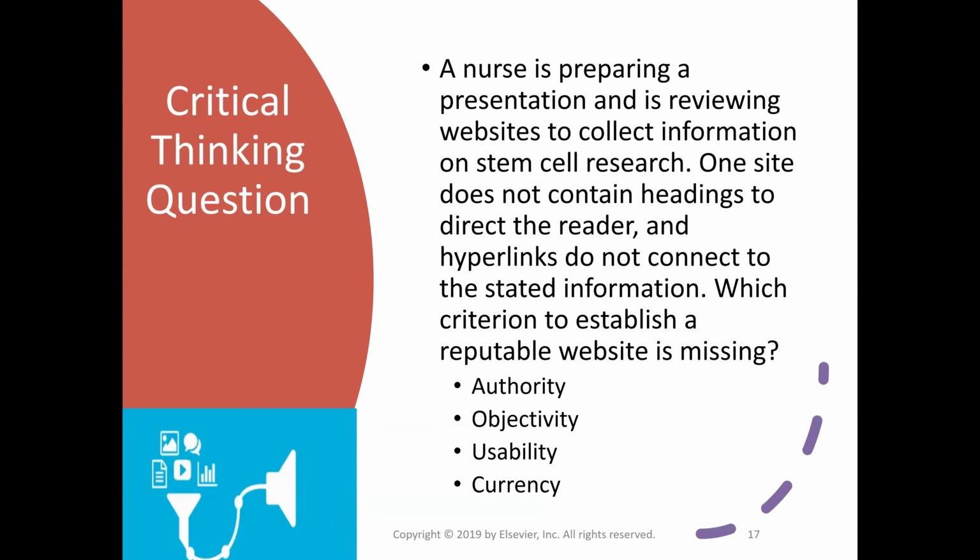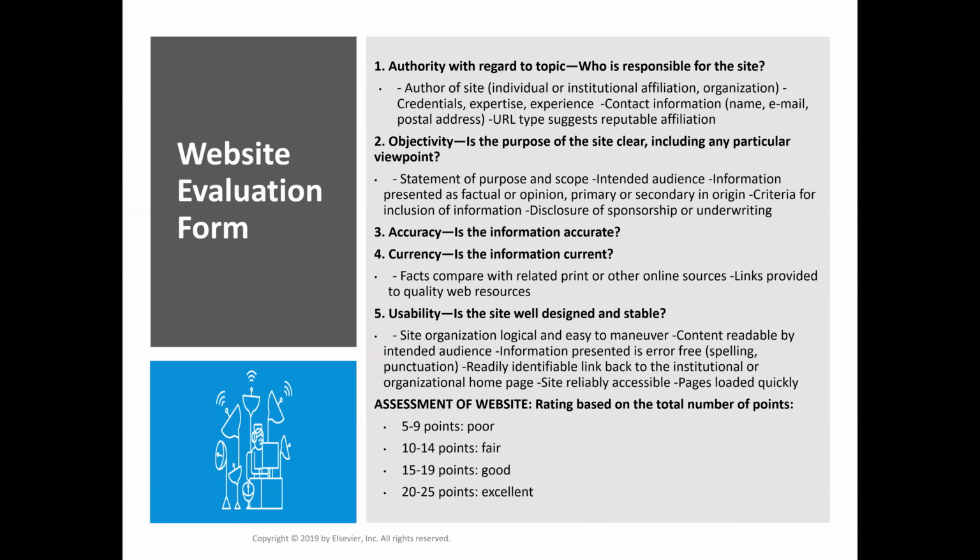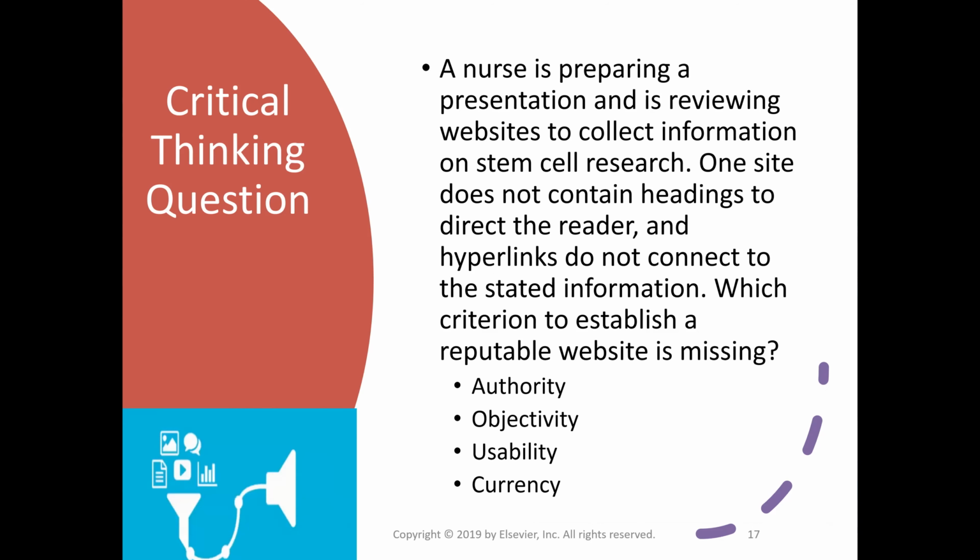So if you're looking at this, the nurse preparing a presentation is reviewing websites to collect information. One site does not contain headings, doesn't contain hyperlinks. Which criterion to establish a reputable website is missing? So if you go back to what we talked about, the authority, who's writing, right? Does the URL have a reputable affiliation? Then that's authority. So going back to our question, yes, authority is missing from the website, and you have to question that.